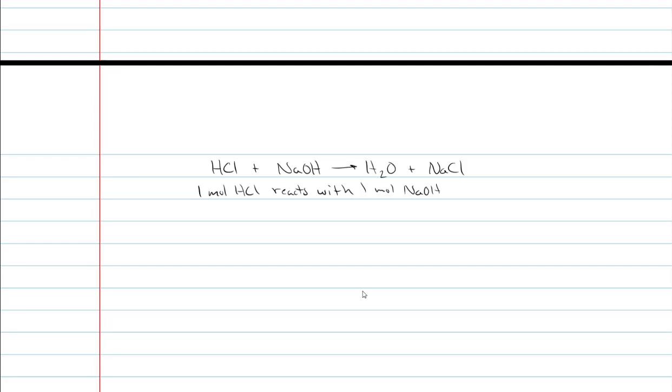Since this is a 1-to-1 proportion, I could pick any number, like 2 moles with 2 moles or 5 moles with 5 moles. I could say 1,000th of a mole of hydrochloric acid reacts with 1,000th of a mole of sodium hydroxide. And we just said 1,000th of a mole is a millimole. So 1 millimole of hydrochloric acid reacts with 1 millimole of sodium hydroxide.